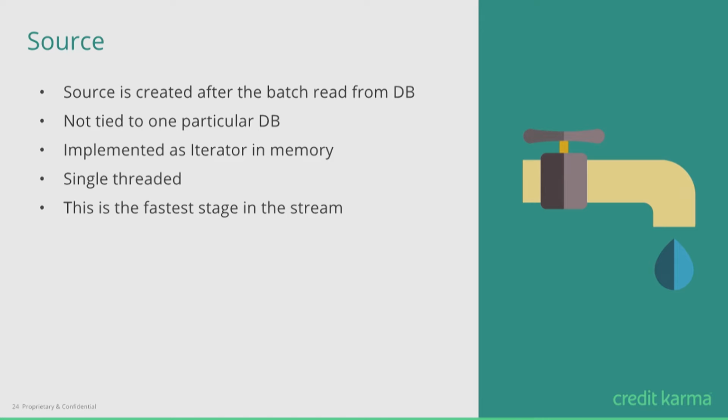So the source is very fast. Essentially, it's just an iterator in memory, right? So you fetch the whole batch in memory, then just iterate through them. The iterator is really driven by the flow. And this part is single-threaded. And as you can see, there's no processing at all. It's just iterating in memory, which is very fast.